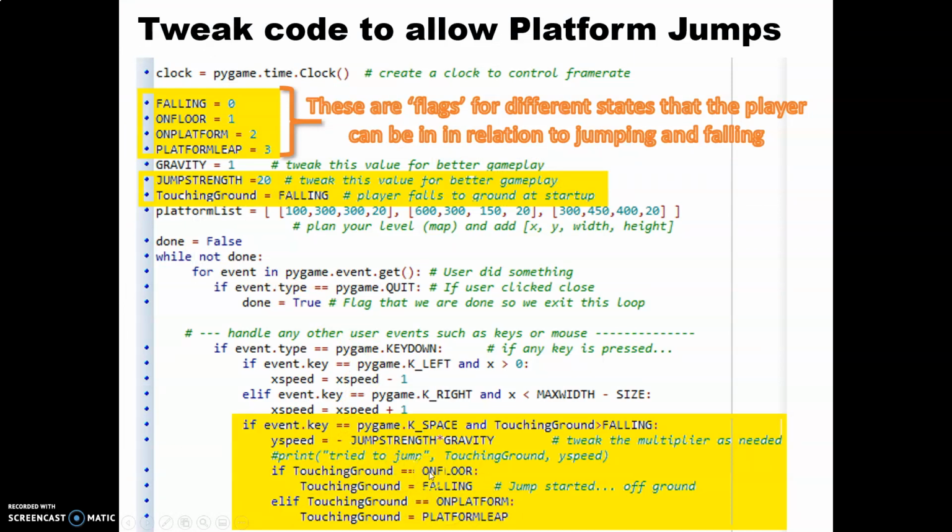So now what we need to do is have a think about what state we are in. If we're touching the ground on the floor and we've pressed the space bar, then we move into a falling state. If we were on a platform, we move into a platform leap state. So when we press the space bar, we start a jump and we change from being able to jump to no longer being able to jump.